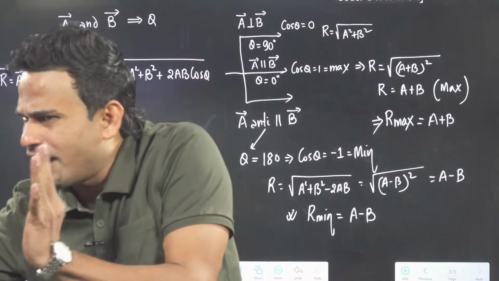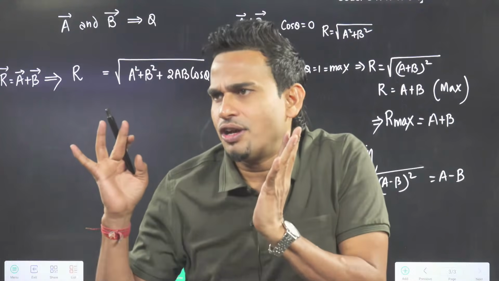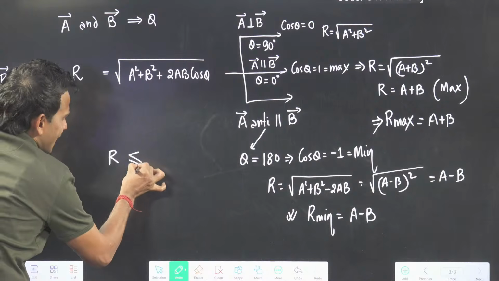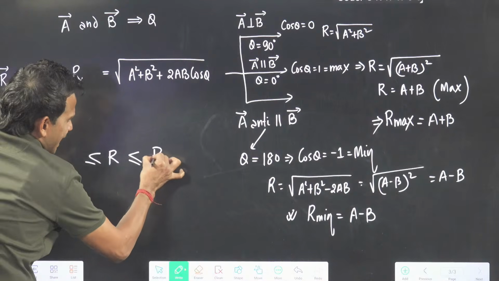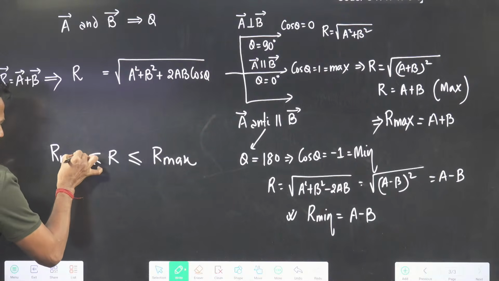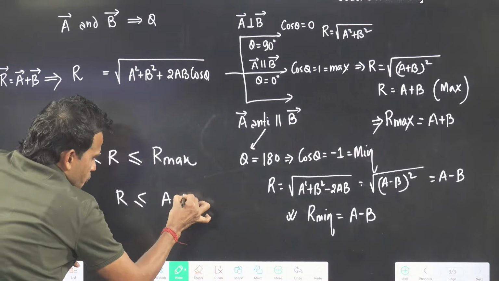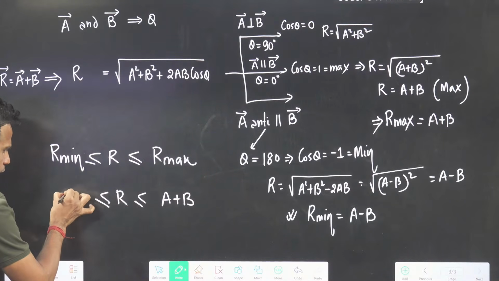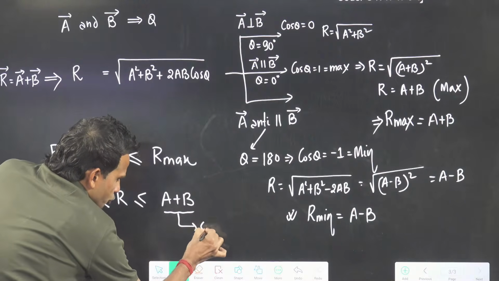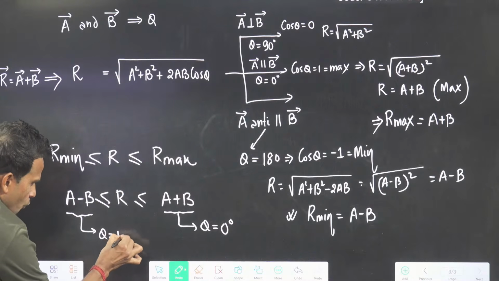Resultant will have one maximum value and one minimum value. Resultant of two vectors will always lie in that range: less than or equal to maximum resultant, greater than or equal to minimum resultant. That means your R will always be less than or equal to a plus b, and R will always be greater than or equal to a minus b. For the first, theta should be 0 degree. For the second, theta should be 180 degree.